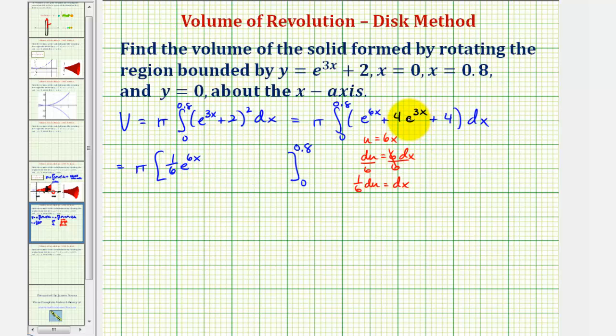We'd have to perform another substitution for 4 e to the 3x, where now u would be equal to 3x. So du is equal to 3 dx. Dividing both sides by 3, we'd have 1/3 du equals dx. So we can think of this as 4 e to the u, but we'll have an extra factor of 1/3 when integrating. So we'd have 4 times 1/3 e to the 3x for the antiderivative, or plus 4/3 e to the 3x. And then the antiderivative of 4 would be 4x.